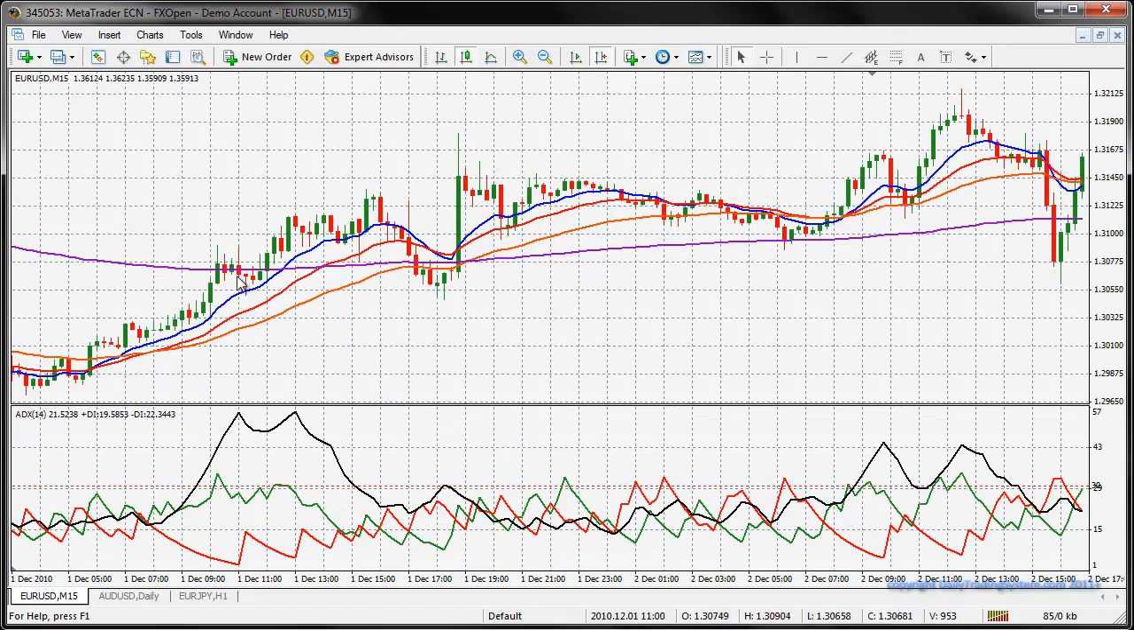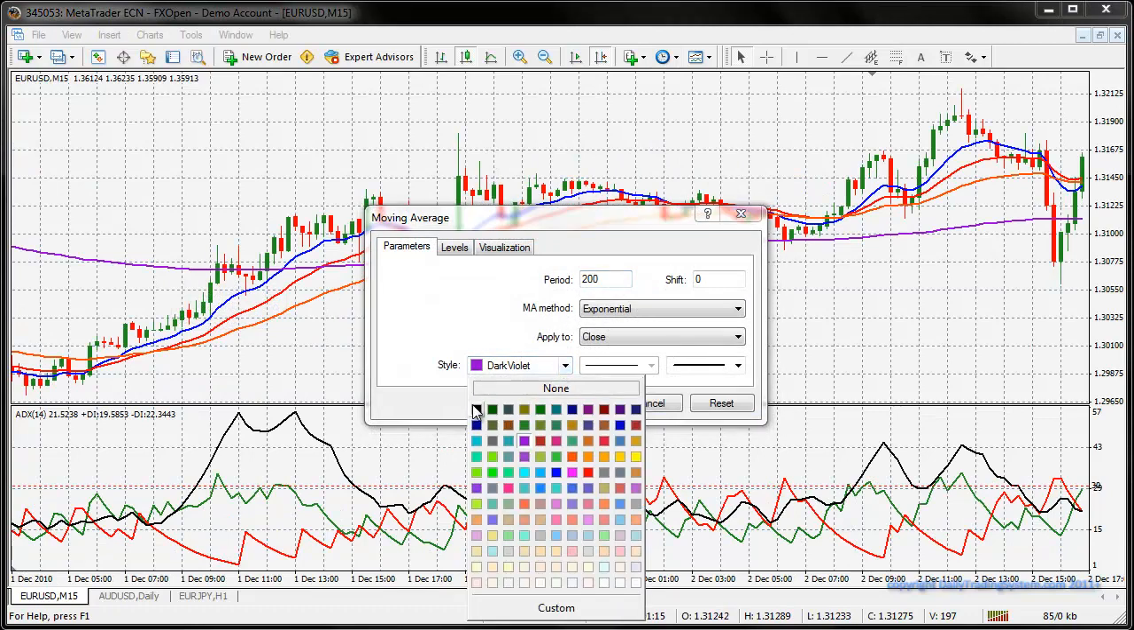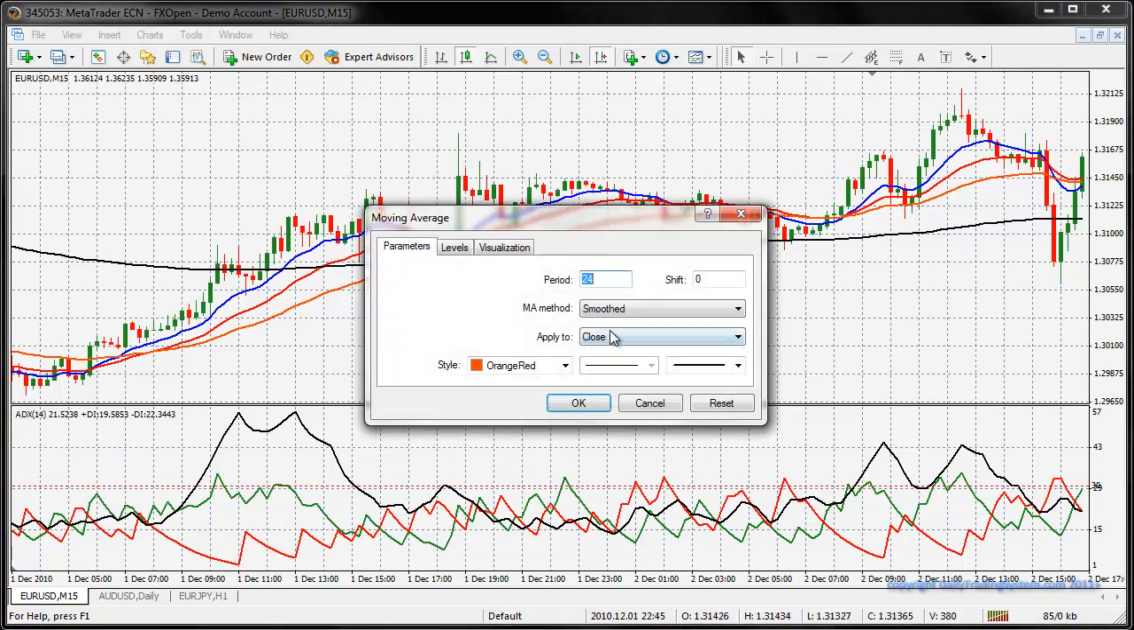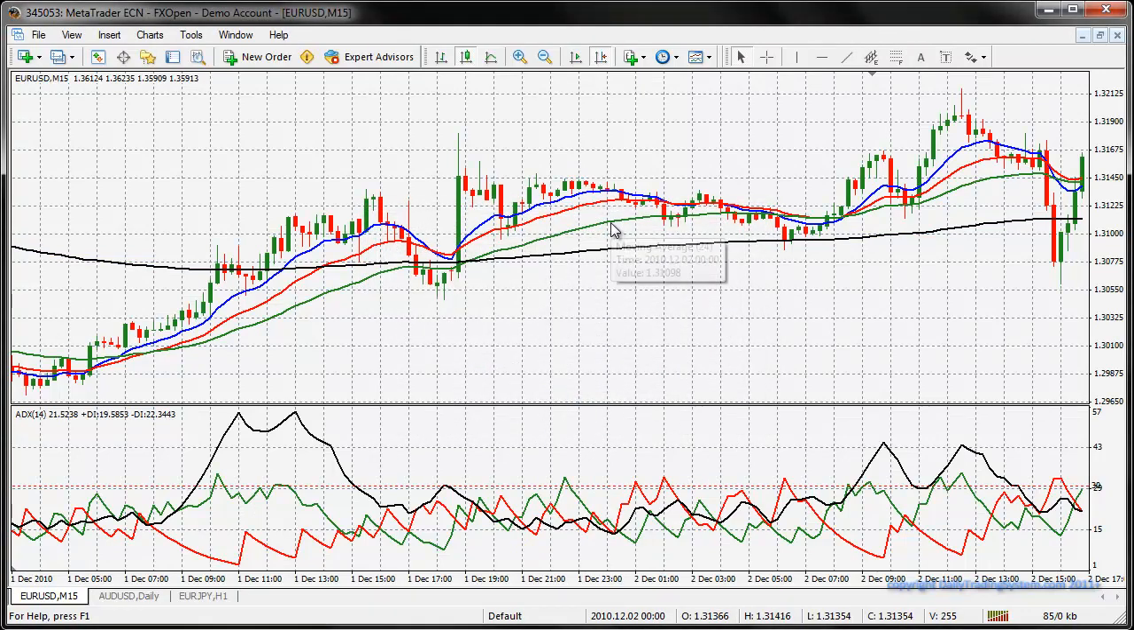So you're going to see this purple line that I've drawn here. I'm going to just do this black, so those of us that are colourblind can see it. Now this one here, sorry, it's not an ideal colour for colourblind people. Let's move that to green. This colour here is a smoothed moving average. This one here is an exponential set to 200. This blue one and this red one here are set to 12 and 24 respectively.